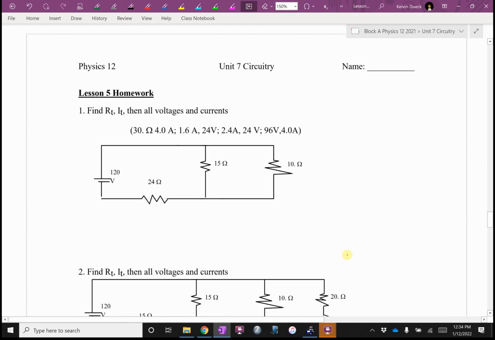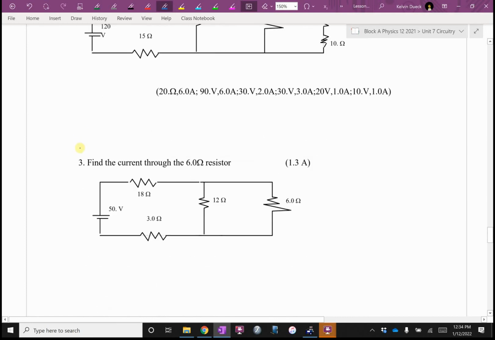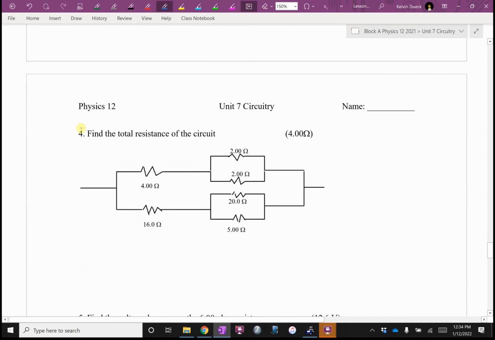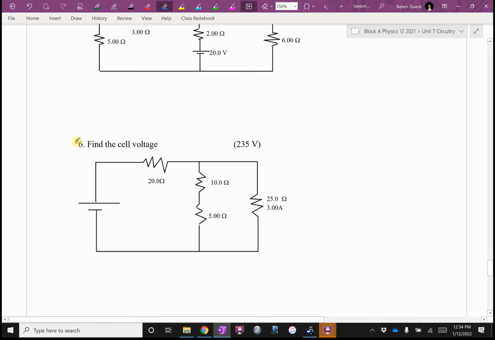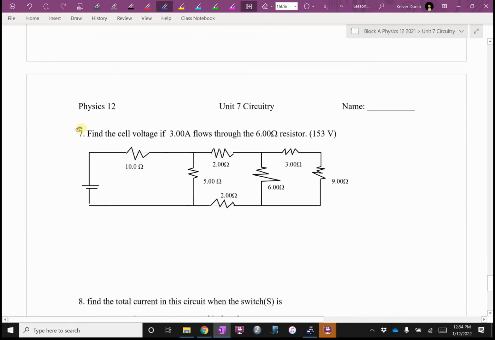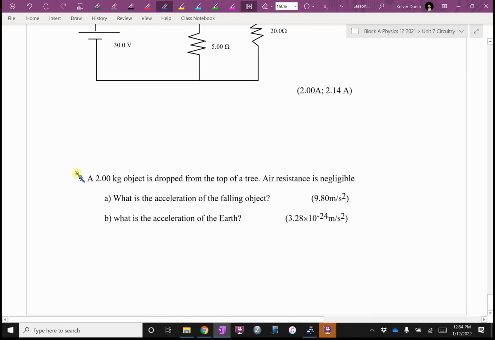What's your homework? 1 is good. 2 is good. 3 is good. 4 is good. 5 is good. I'm putting a little star next to 5. 5 is drawn weird. I might redraw 5 to make it a little easier to follow, but you might be okay. 6 is good. Ooh, 6 is asking you to find the battery. Okay. 7 is good. 8 is good. We'll skip 9. Okay.